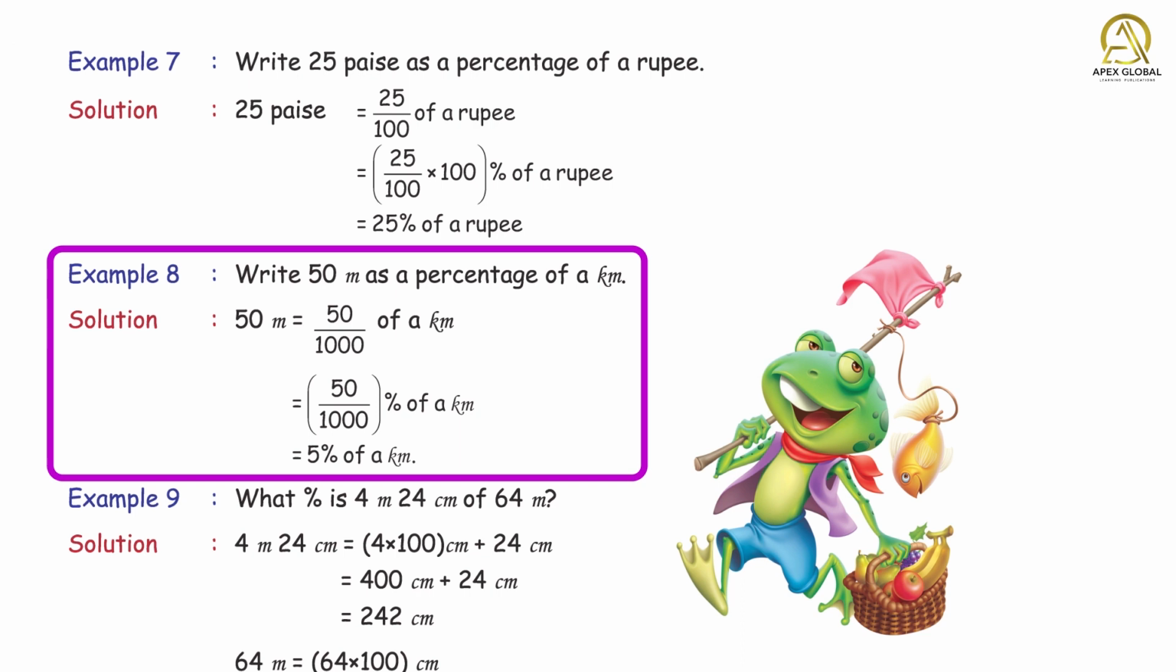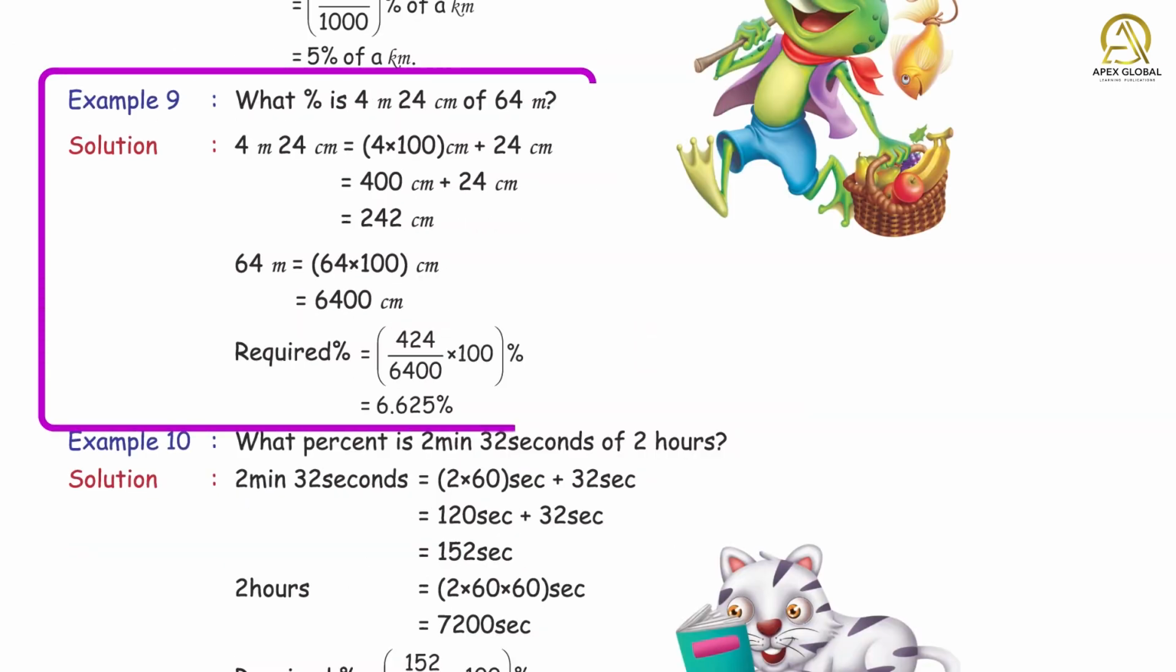50 meter is equal to 50 upon 1000 of a kilometer, which is equal to 0.05 of a kilometer. Example 9. What percent is 4 meter 24 centimeter of 64 meter?